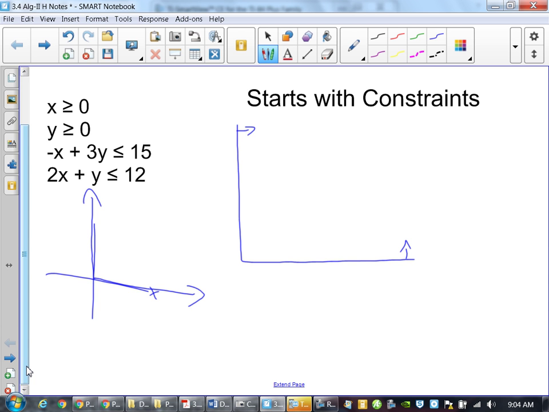Now, am I going to go to slope-intercept form, or am I just going to do a quick graph? Quick graph, absolutely, because otherwise it's just a pain in the butt. So, first one, what's your x-intercept?